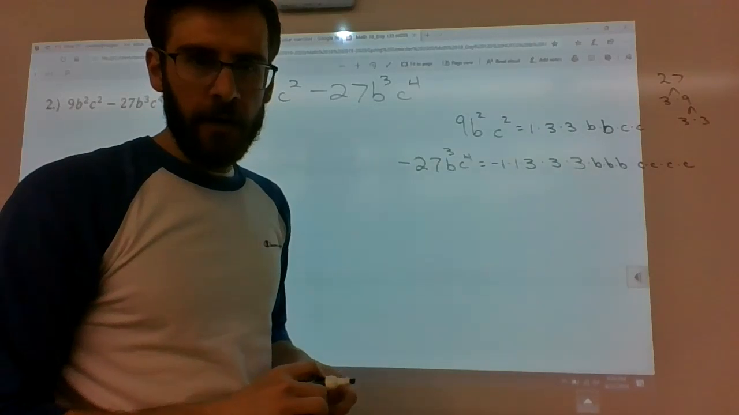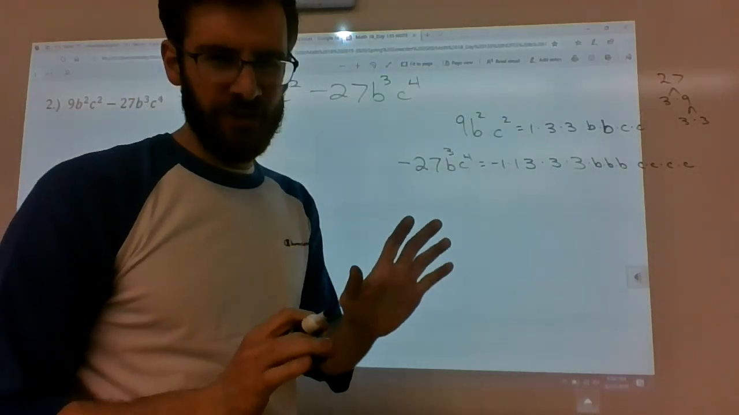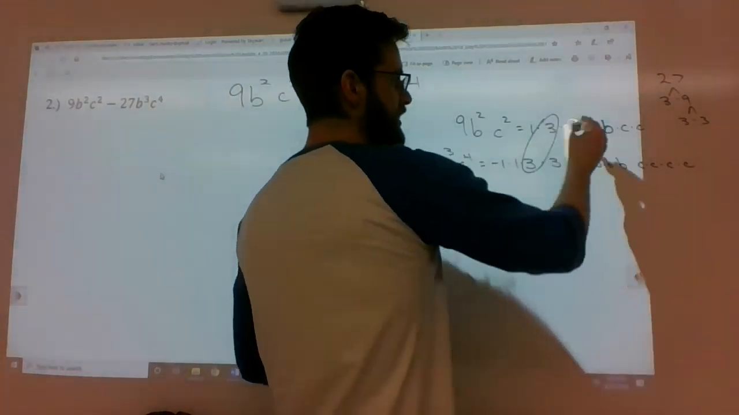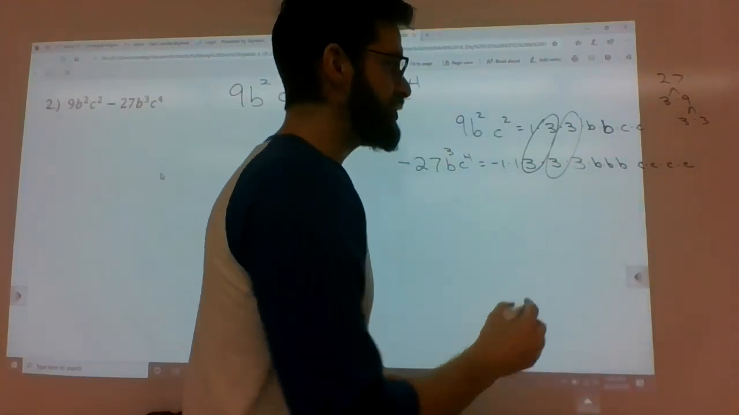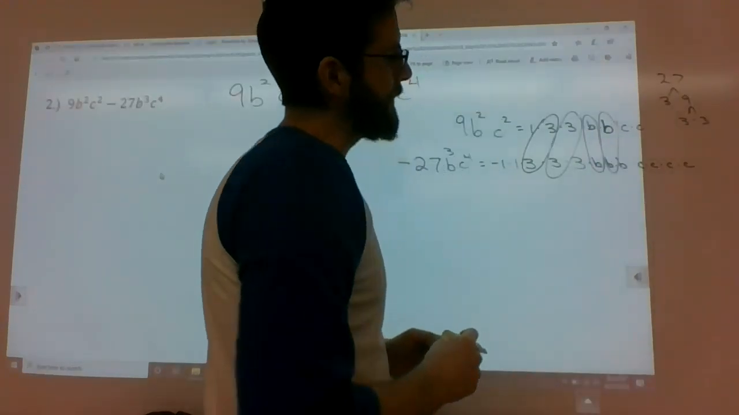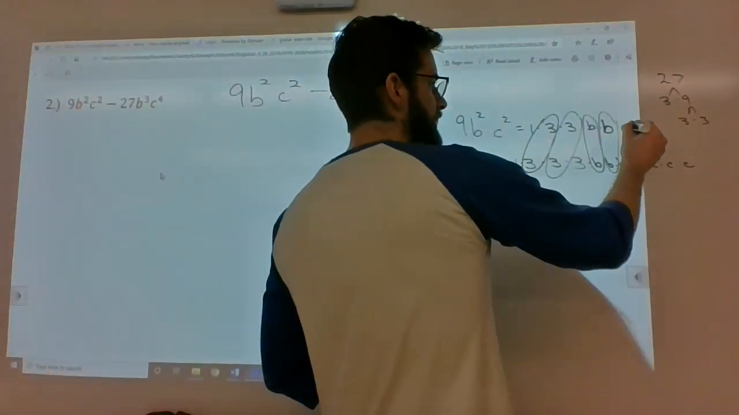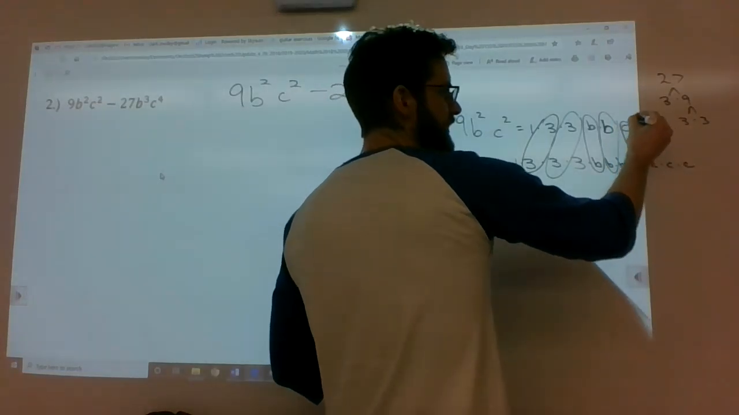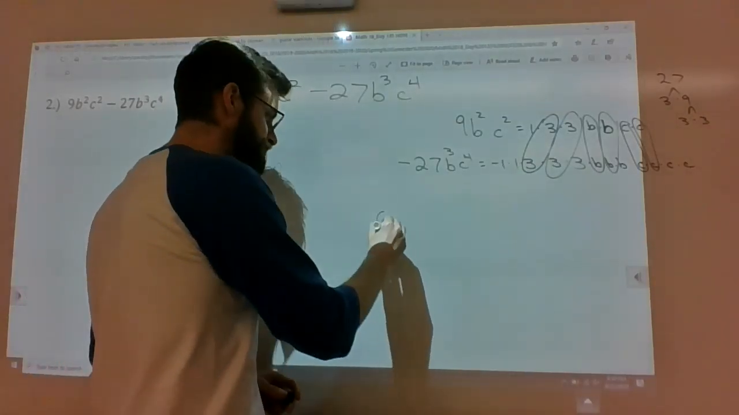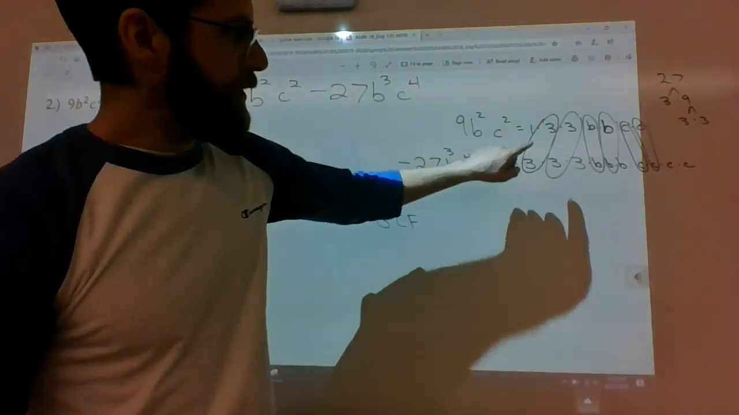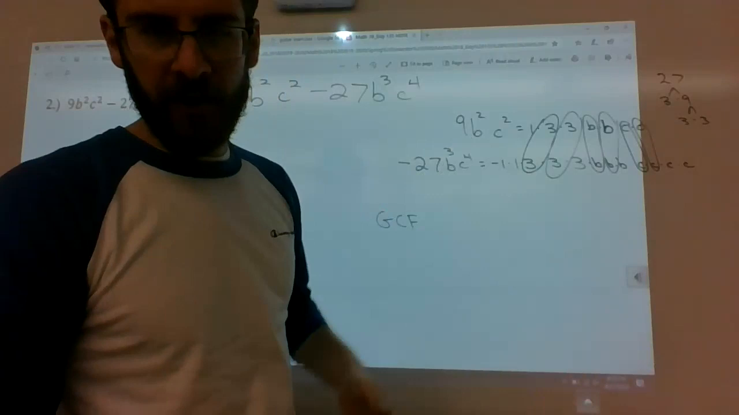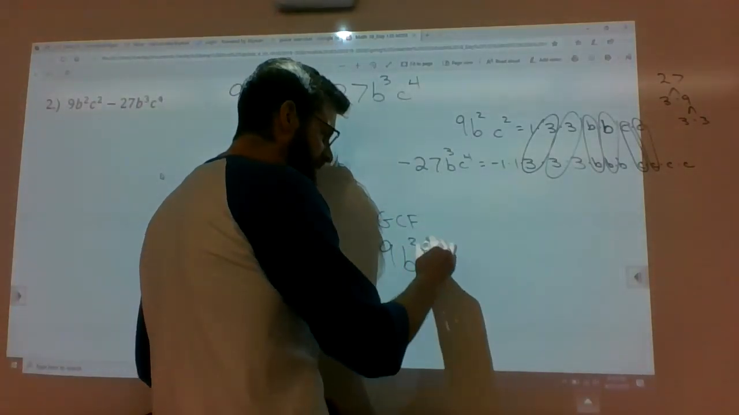All right, circle what they share, except the ones. The ones, we're just going to leave them as they are. So they share a 3. They share a 3 again. They share a pair of b's twice. And they share 2 c's. So my greatest common factor is 3 times 3 times b times b times c times c, which ends up being the entire term there. It's 9b squared c squared.